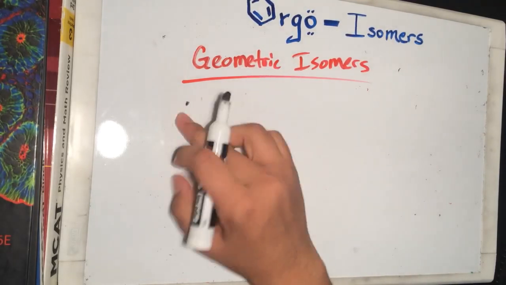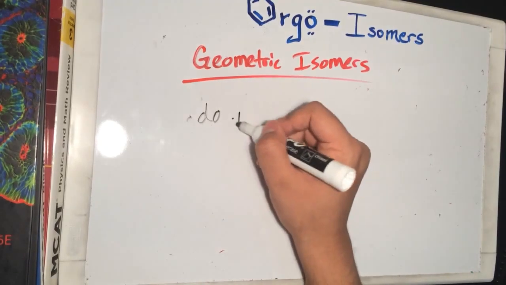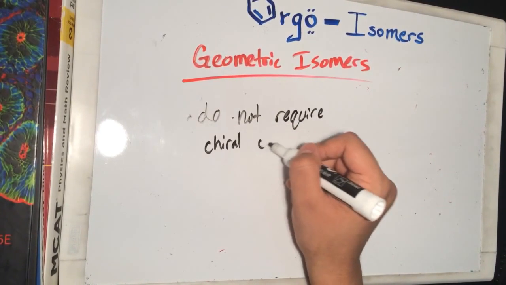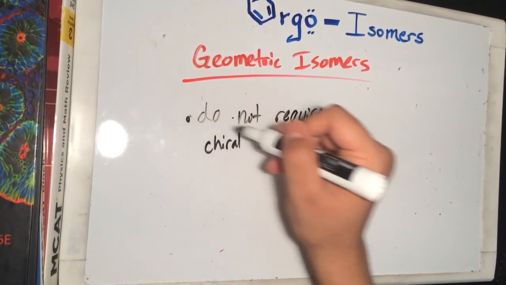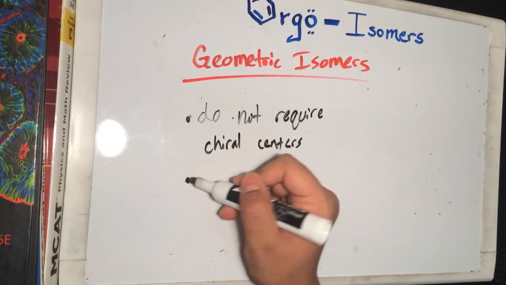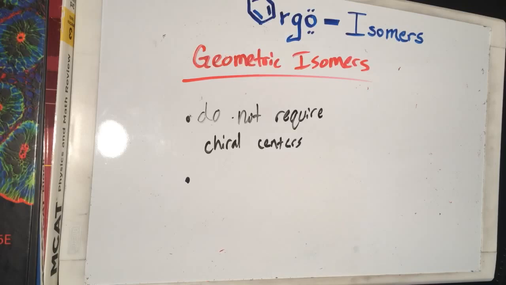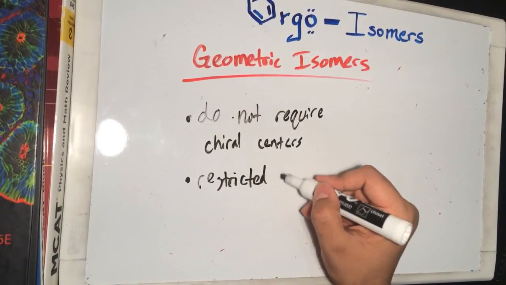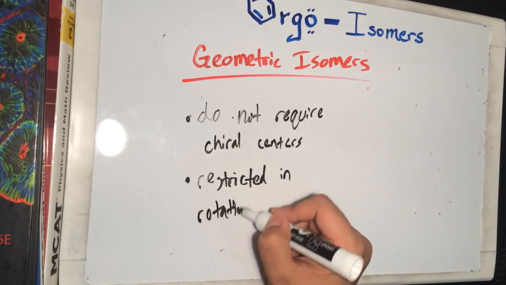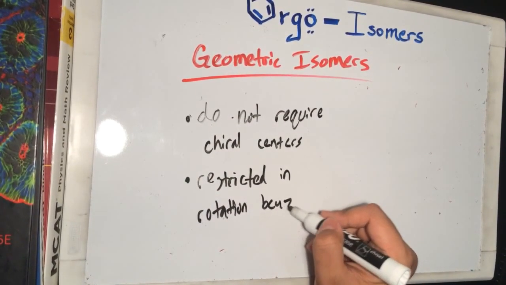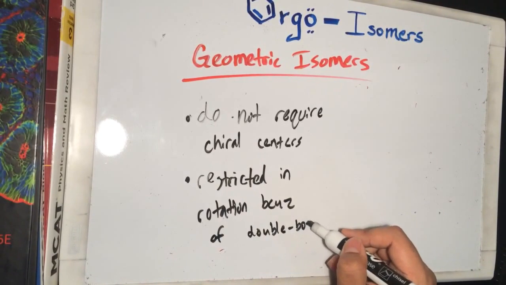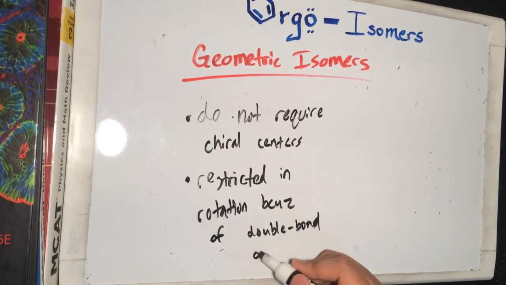They do not require chiral centers. And one more thing to note about them is that they're basically restricted in rotation because of a double bond or a ring. I don't know why I put a hyphen there. Double bond or a ring.